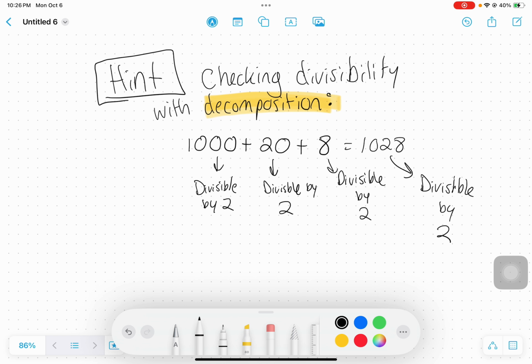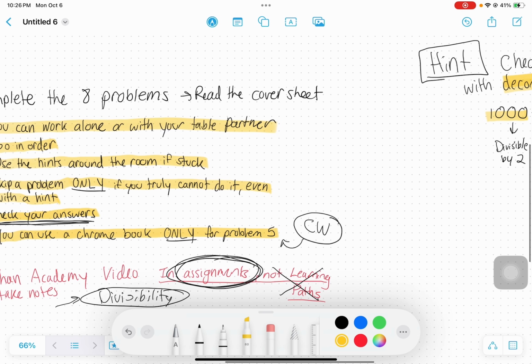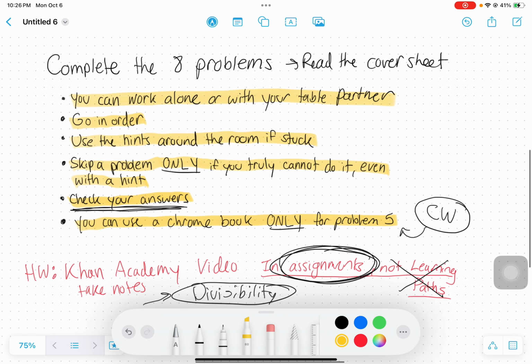So if it tells you to explain your thinking today, you can explain your thinking by showing me each piece of a number is divisible by 2. So take that knowledge with you into your activity today and work on your 8 problems.